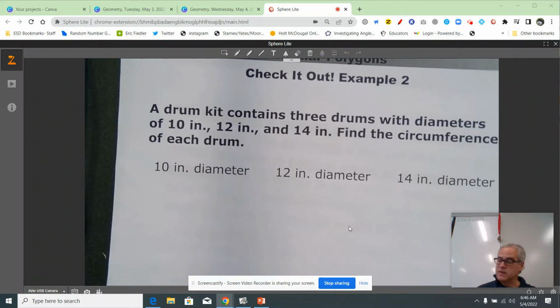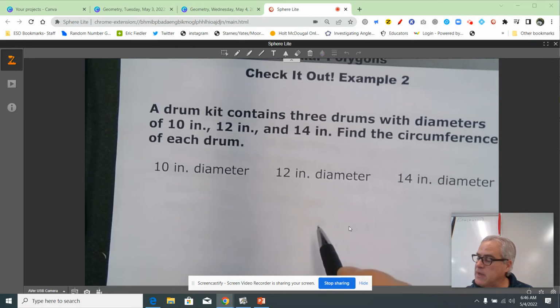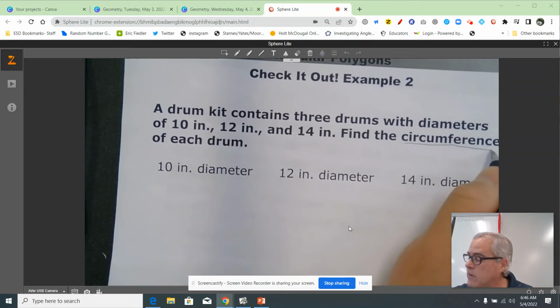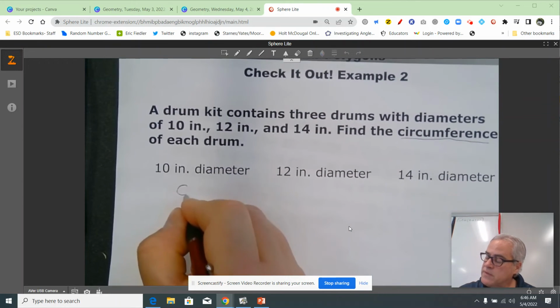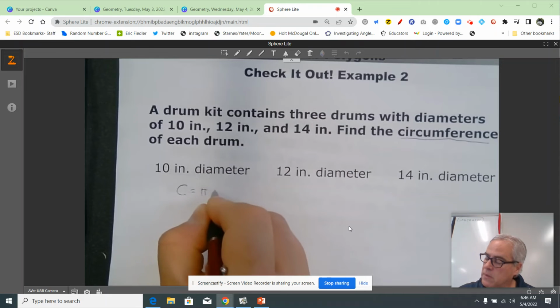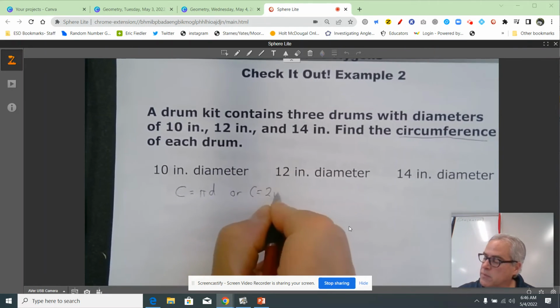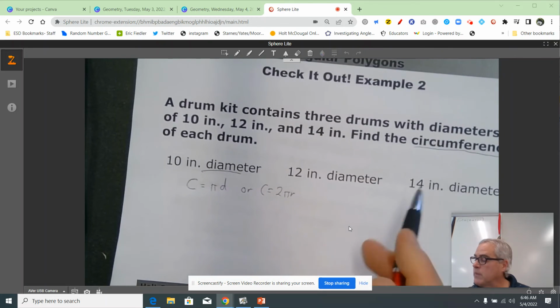All right, let's look at the second example they have us do. It says a drum kit contains 3 drums with diameters of 10 inches, 12, 14. Find their circumference. Notice in this one, they want you to find the circumference. So that's the distance around the outside. Circumference is equal to pi times diameter is our formula, or circumference is equal to 2 pi r. They give us the diameter, so we're going to use the first formula here.